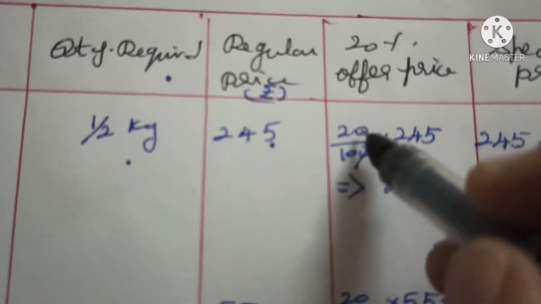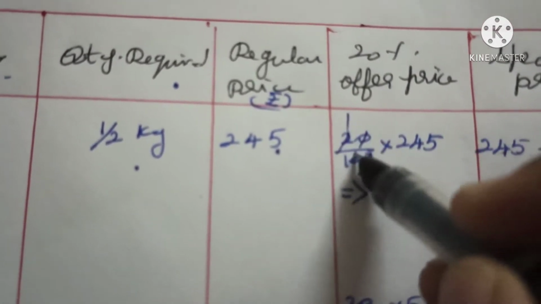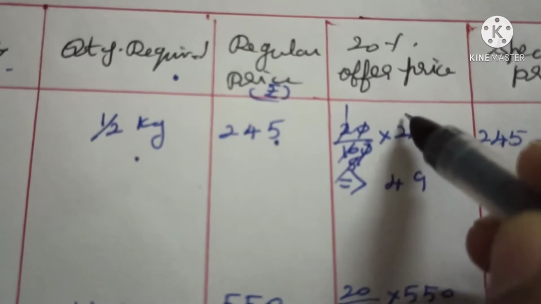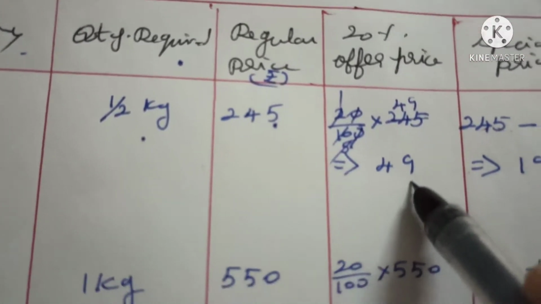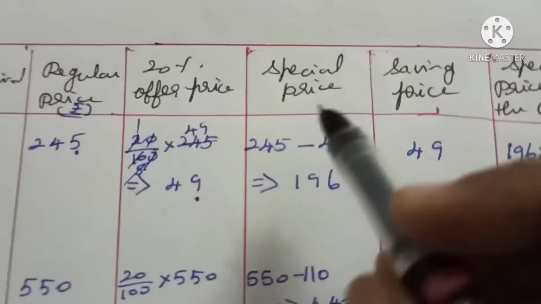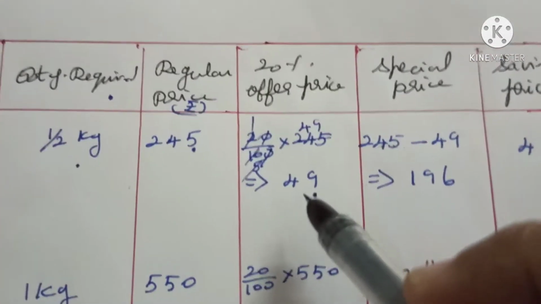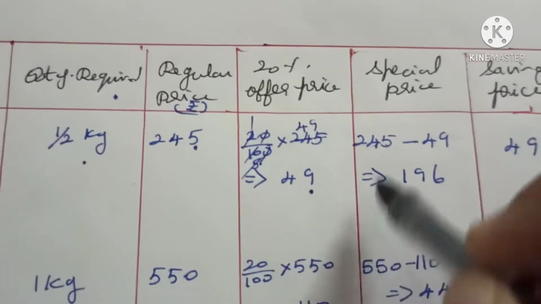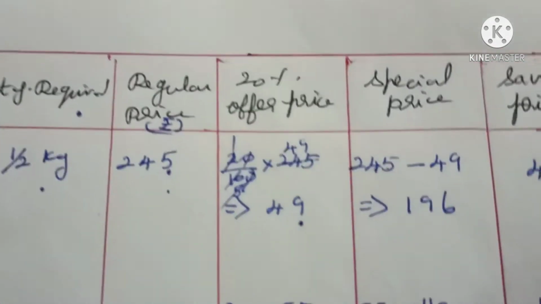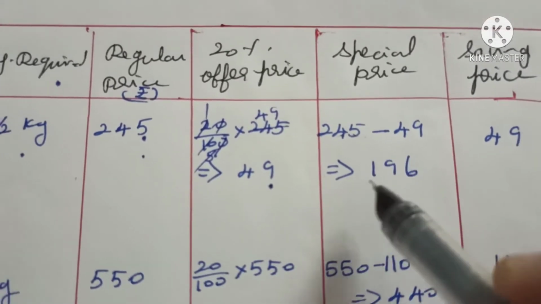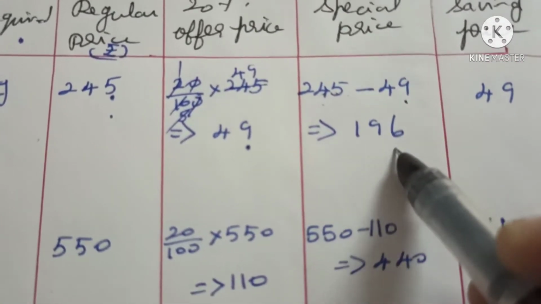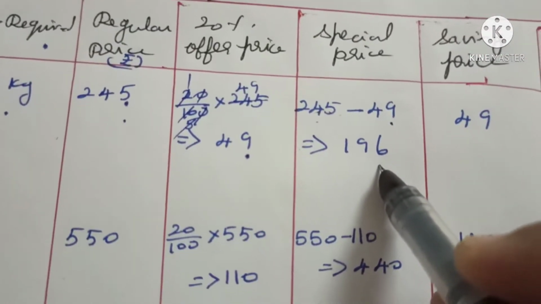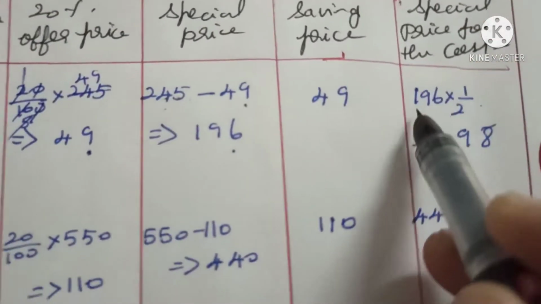So if you cancel here, 0 and 0, and 2 table 5 times, and in 5 table 49. So the offer price is 49 rupees. That is, you have to subtract the 49 from the regular price. Therefore, the special price you are going to pay is 245 minus 49, which is equal to 196. So, the special price after discount is 196.